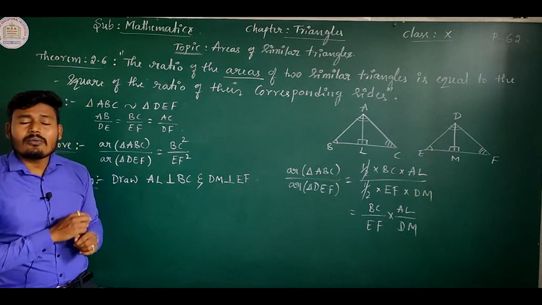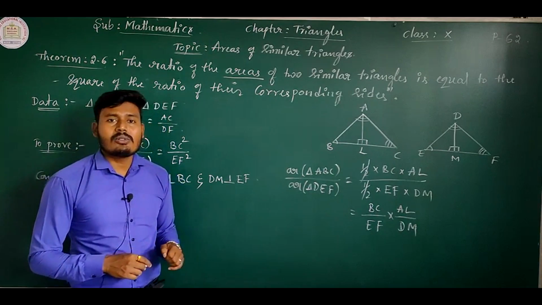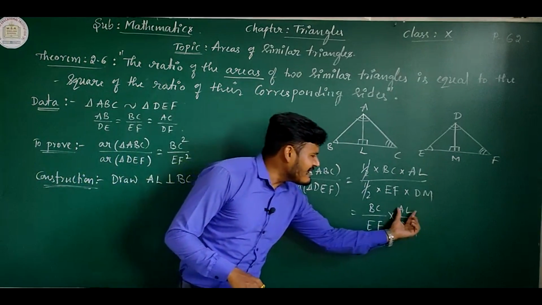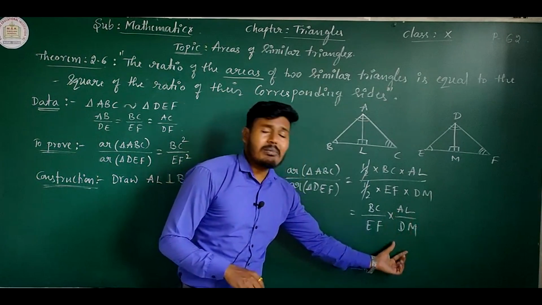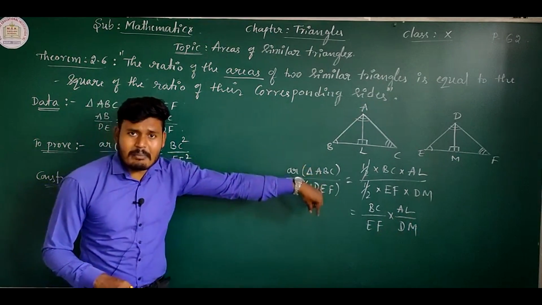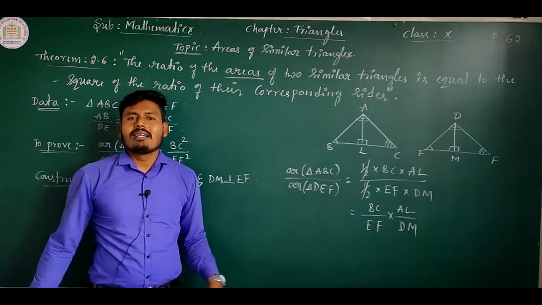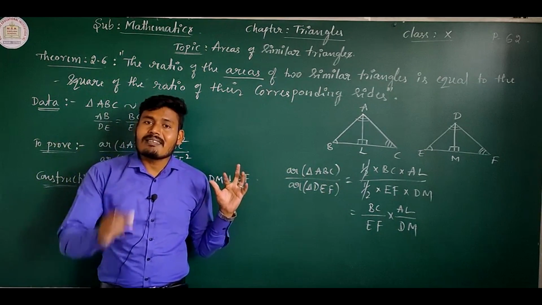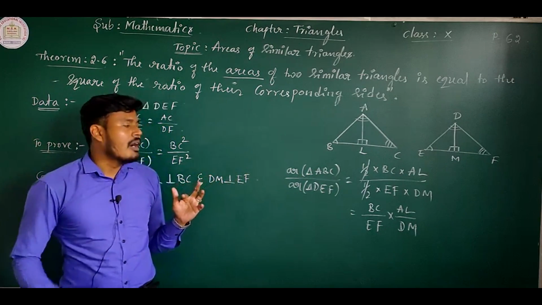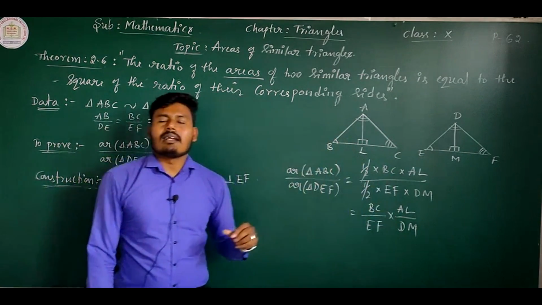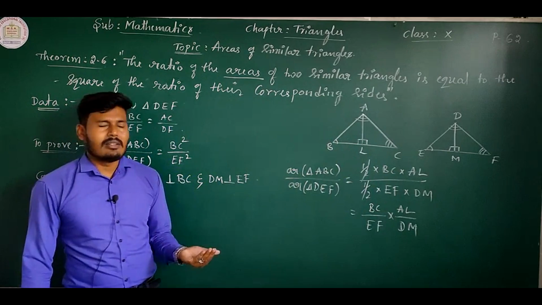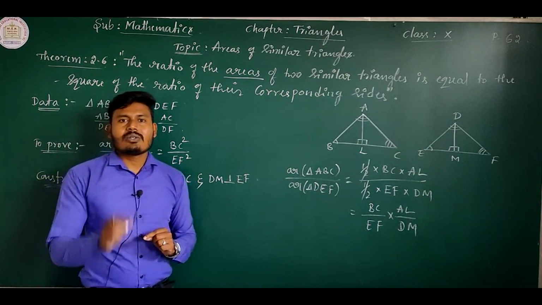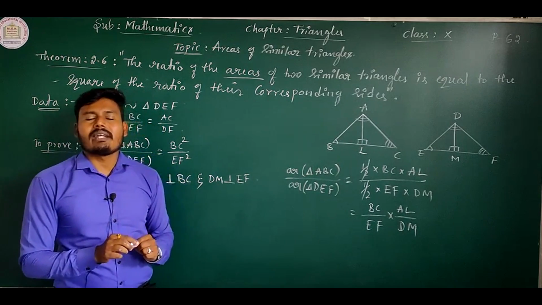So now we got some idea about the proof. If you interchange AL by DM as BC by EF, then you can easily get the final proof of this theorem. So that is the very important point. How can you convert the ratio AL by DM as BC by EF? That is a very important point in this theorem.